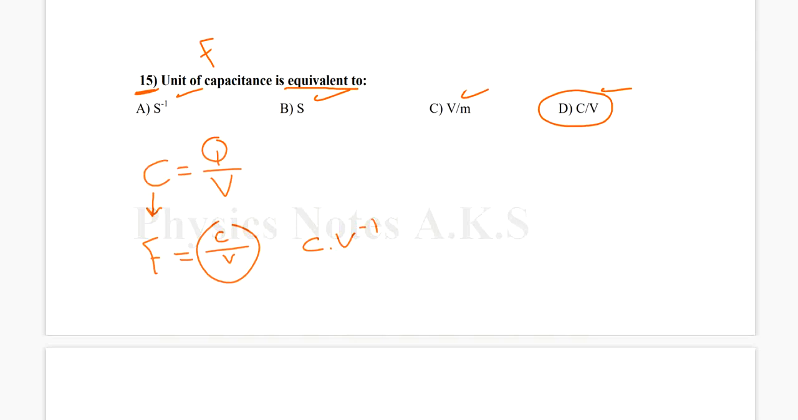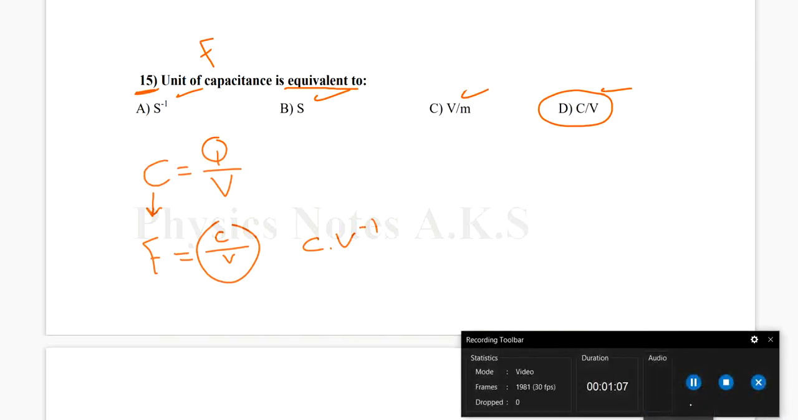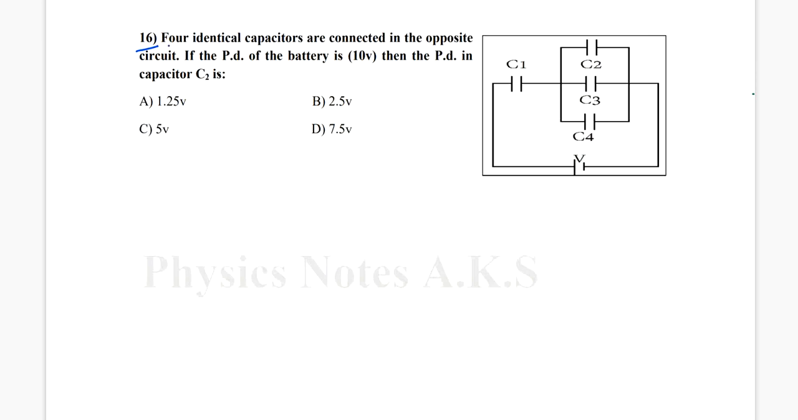Now we go to question 16. Question 16 says 4 identical capacitors are connected in the opposite circuit. If the potential difference of the battery is 10 volts, then the potential difference in capacitor C2 is... I need the voltage in here, I'll call it V2, which is basically the same voltage in the parallel combination. This is a property of the parallel because the V2 here and V3 here and V4 are all equal to the V parallel, okay?